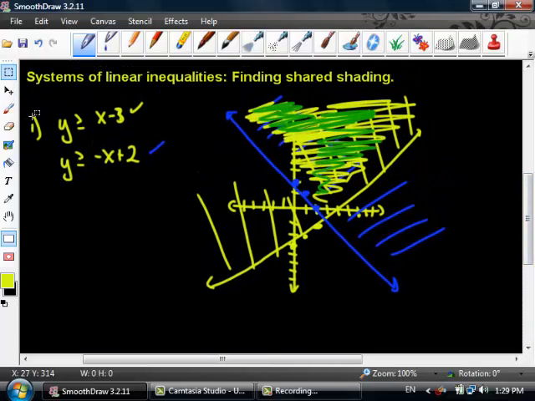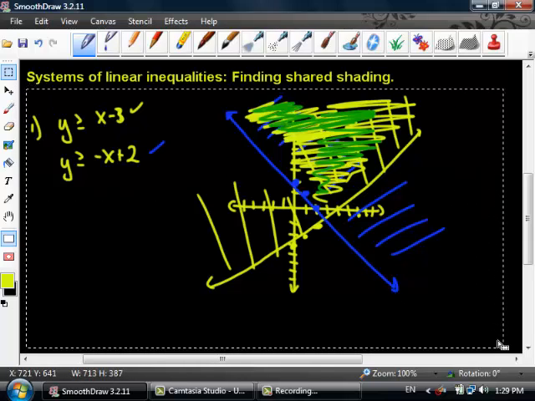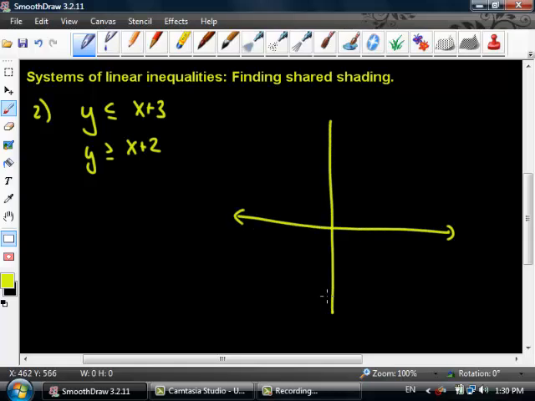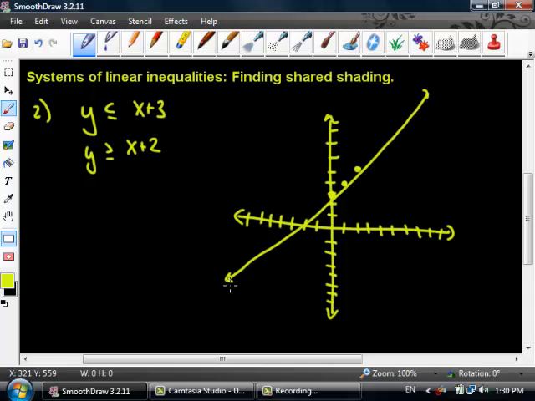Okay, let's do another one. Different strokes for different folks. I understand you guys do not appreciate the fishy. No problem. I'll do it by V's then. Okay, y is less than or equal to x plus 3. y is greater than or equal to x plus 2. Top graph, we move up 3, up 1 to the right 1, up 1 to the right 1. It's going to go this way. Again, solid line because greater than or equal to.